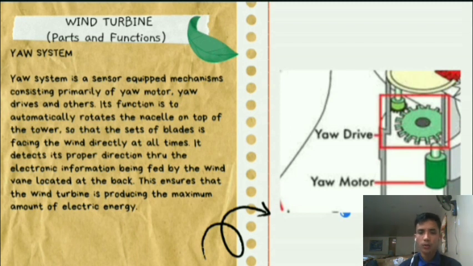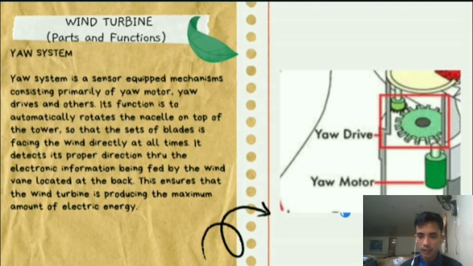So ito pong yaw system, siya yung tinatawag natin, siya yung magpapaikot sa wind turbine para maharap o masalubong nito yung hangin. So sabi ko dito, it has three components po. Number 1 natin is yung tinatawag natin yaw motor. Yaw motor, number 2, yaw drive, and number 3, yaw bearings.